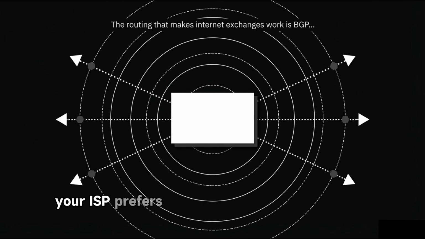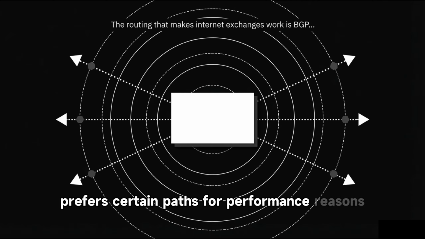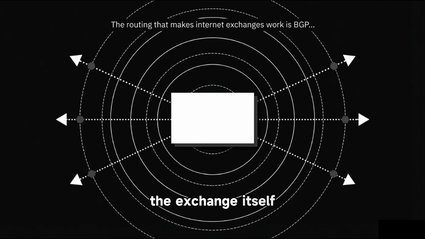Your ISP prefers certain routes for cost reasons. The network on the other side prefers certain paths for performance reasons. The exchange itself has peering agreements that govern whose traffic can flow where. None of this is visible to you. It's all encoded in routing tables, expressed as BGP policies, operating silently underneath your connection.